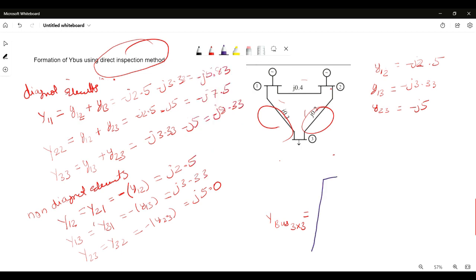And we know that Y13 is identical to Y31, so we just put the same value, and similarly Y23 value is equal to Y32 value, so both are identical, so we can put J 5.0, and Y33 value is minus J 8.33. So like this we formed the bus admittance matrix of a 3 bus system, and now we will solve this same problem in Matlab software.